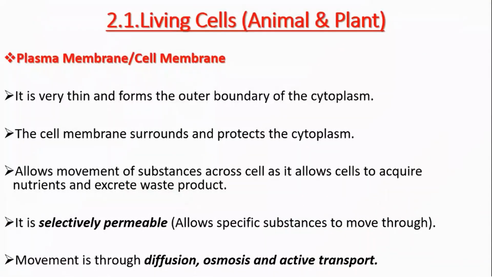Remember I said take a mental picture of the cell membrane, because we'll be looking at the cell membrane, or the plasma membrane it can be called. The cell membrane is very thin and forms the outer boundary of the cytoplasm. The cell membrane surrounds and protects the cytoplasm, and it allows movement of substances in and out of the cell, and it allows the cell to acquire nutrients and excrete waste products. It is selectively permeable, which means it only allows specific substances to move through.